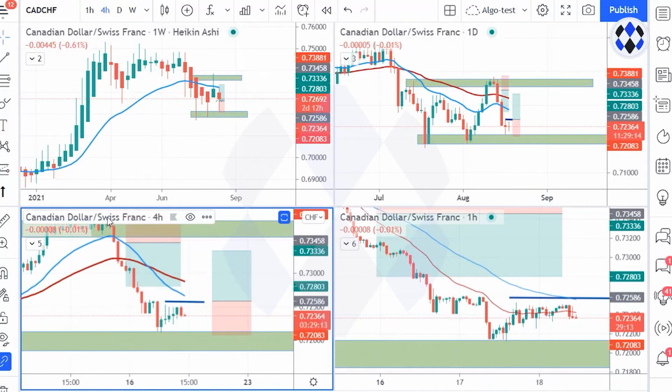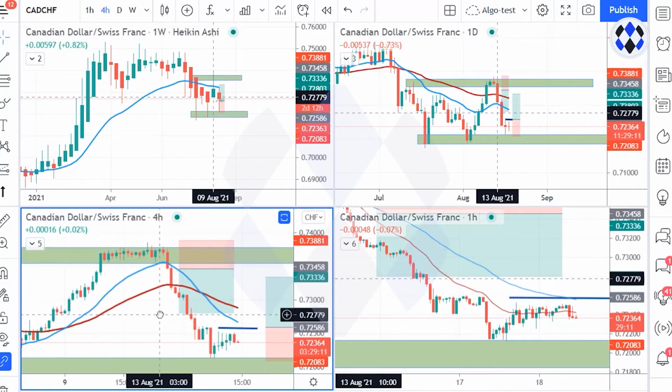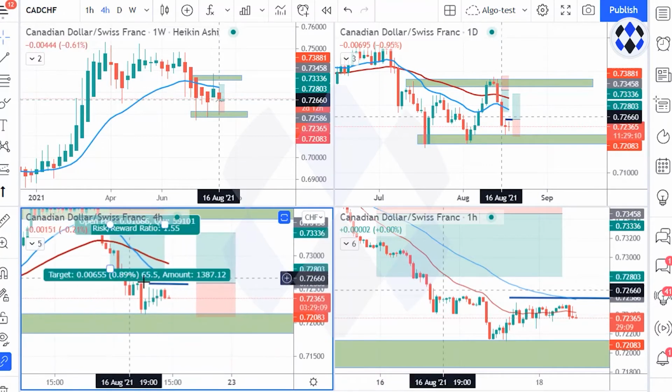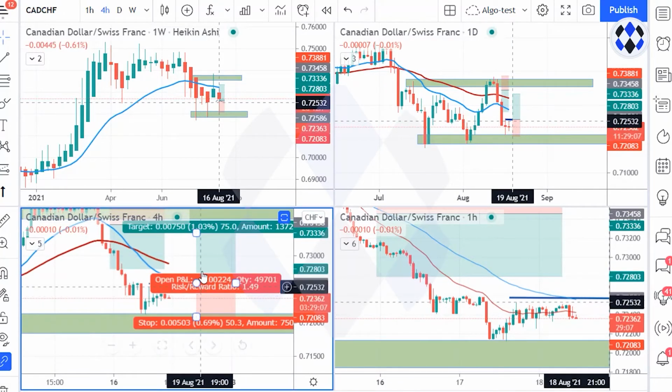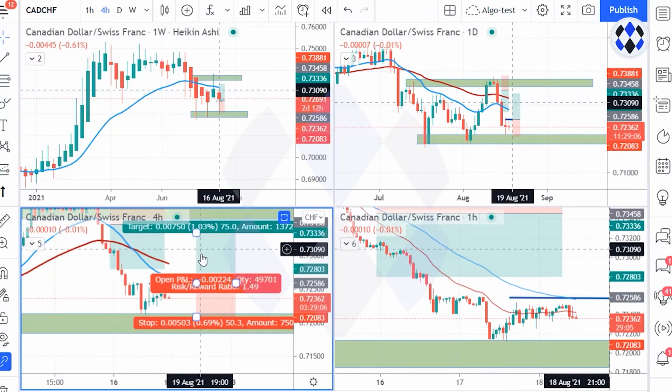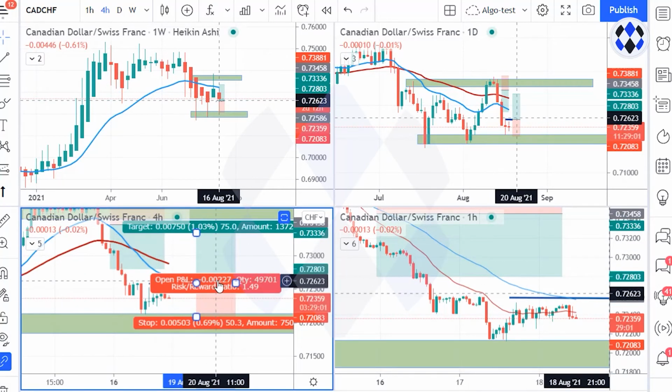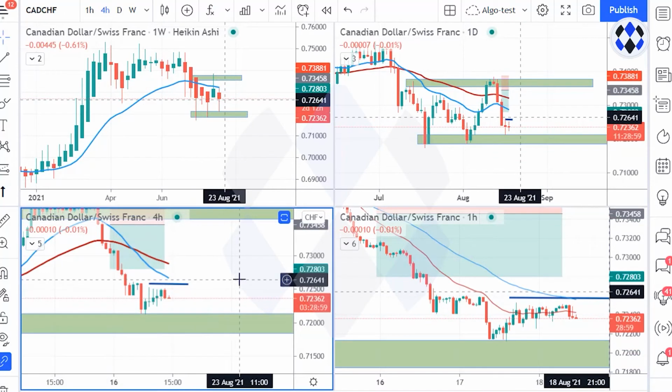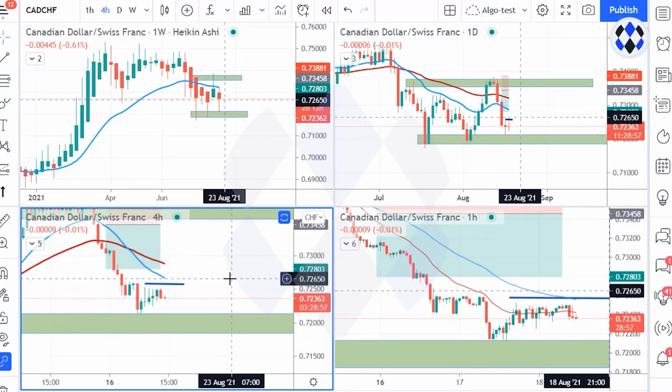You could also go for the former resistance area here. Normally I don't take a trade if the resistance area is closer than 1-to-1. If I can get in here, then I simply get a bit too little of a reward out of it. But that is one of it.